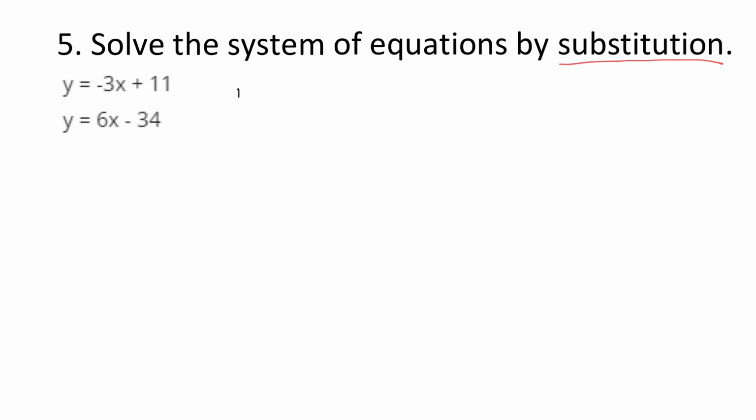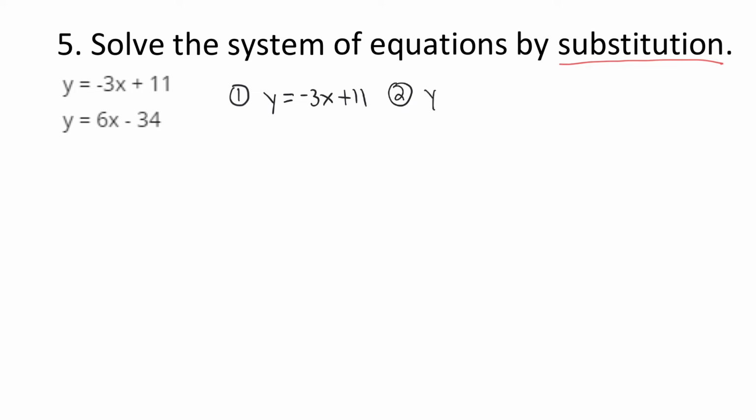Step number 1, you always want an equation with a variable by itself. Now here, we're lucky because we have 2 equations with the y by itself. So it doesn't matter which one, but you need to use one of them for step number 1. You're going to use one equation with the y by itself. I am going to use the top equation. I'm just going to rewrite it: y equals negative 3x plus 11. And with that equation, I'm going to go to step number 2. I am going to substitute into the other equation.